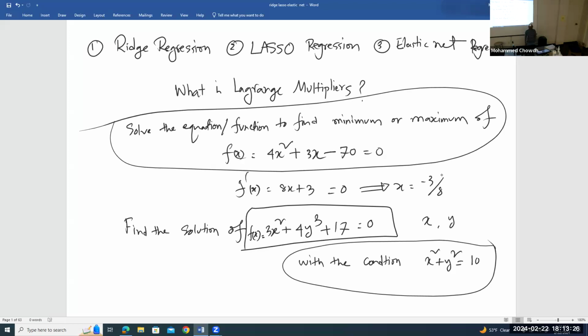How can you solve this? If I give you an equation, ask you to solve it, you can solve it either directly, if linear equation, or take the first order derivative, then you can solve it. You can say that is the maximum or minimum of that function. But now I want you to solve a function that has two arguments, x and y, but the condition is that x square plus y square equal to 10. Understand?